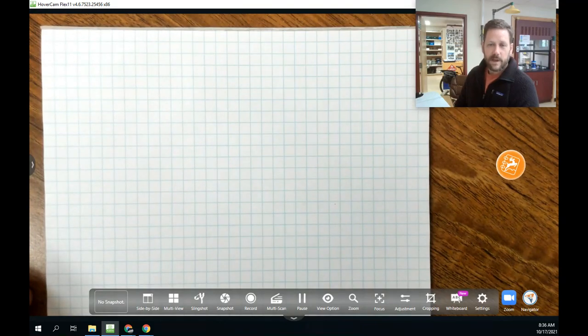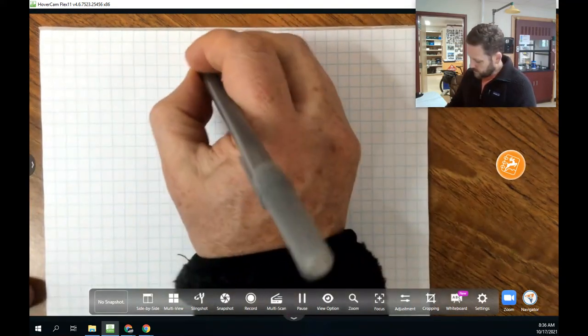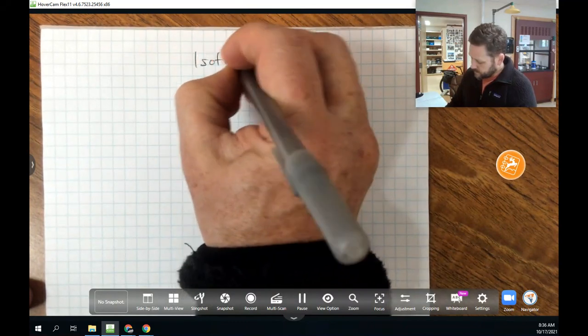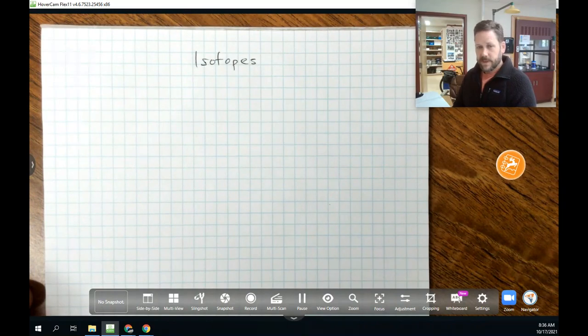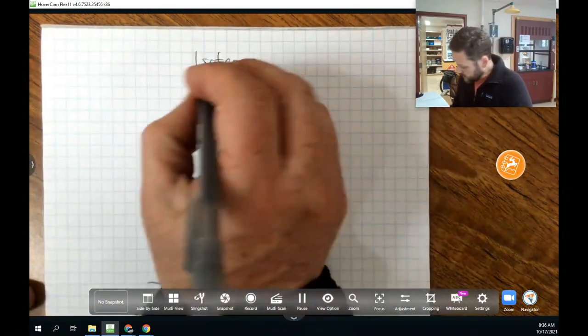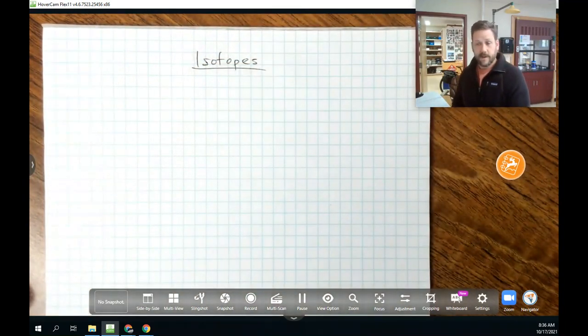All right, let's talk about isotopes. We've learned what happens when you vary the number of protons in an atom, you get a different element. When you vary the number of electrons, you get an ion of that element. What happens if you vary the number of neutrons? Well, you're going to end up with different isotopes of that element.